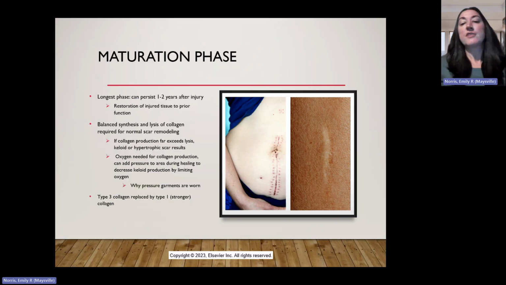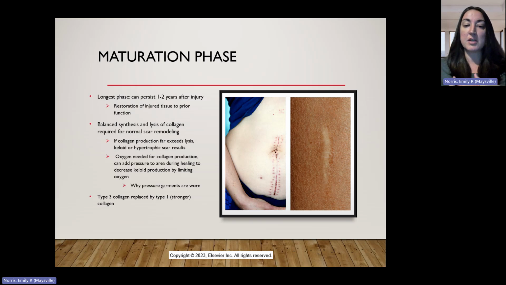The maturation phase is next. That's the longest stage in tissue healing. It can even last a year or two after an injury. This restores the function of the injured tissue to its prior function. There is a balance between the lysis, or breaking down, of collagen and the synthesis, or making, of new collagen that is needed in order for good scar remodeling to happen.